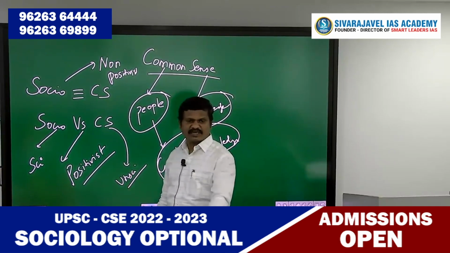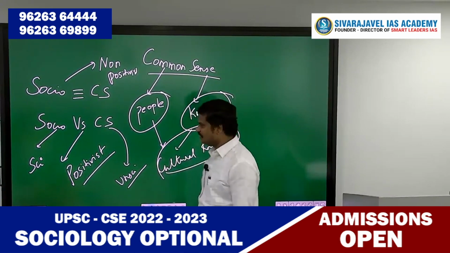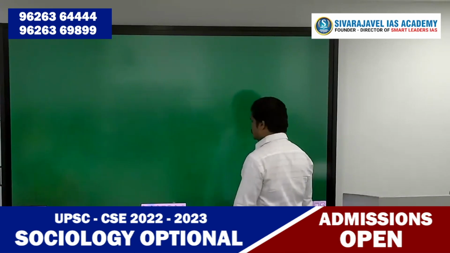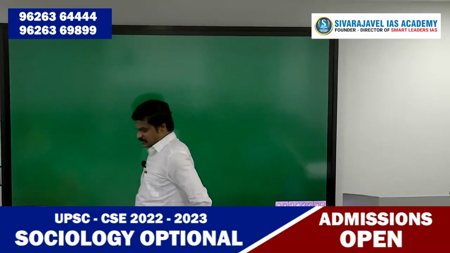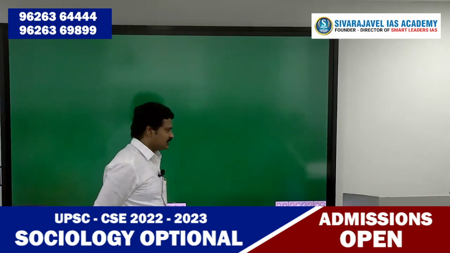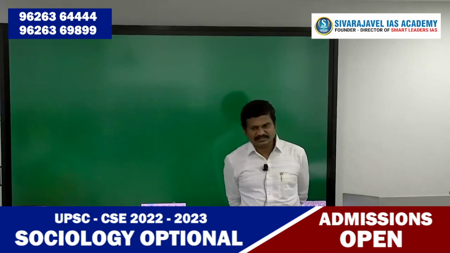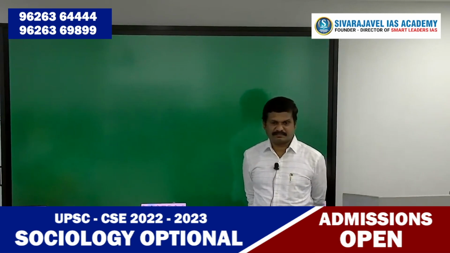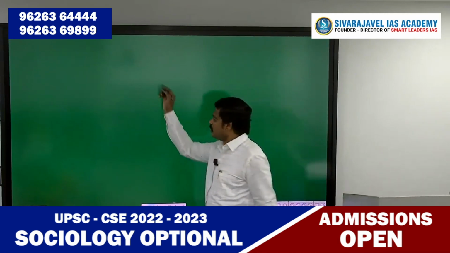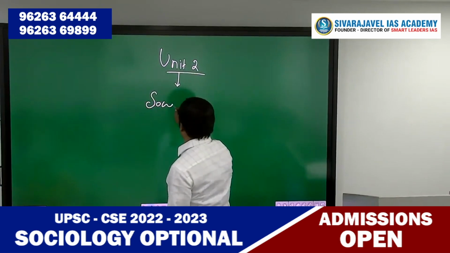Now when you go to the second unit, the topic itself is, is sociology a science? So in the first unit we have seen three topics. One is emergence of sociology, second is comparison of sociology with other social sciences, and third is common sense and sociology. Now unit number 2 is what? See the syllabus copy given to you. Unit number 2 is sociology as a science.